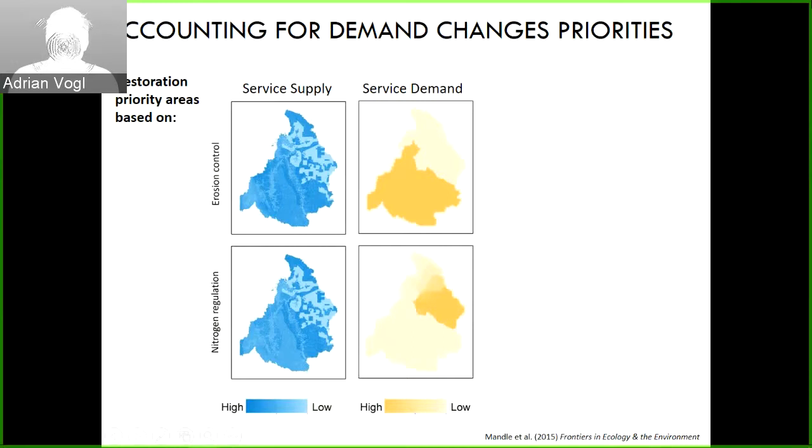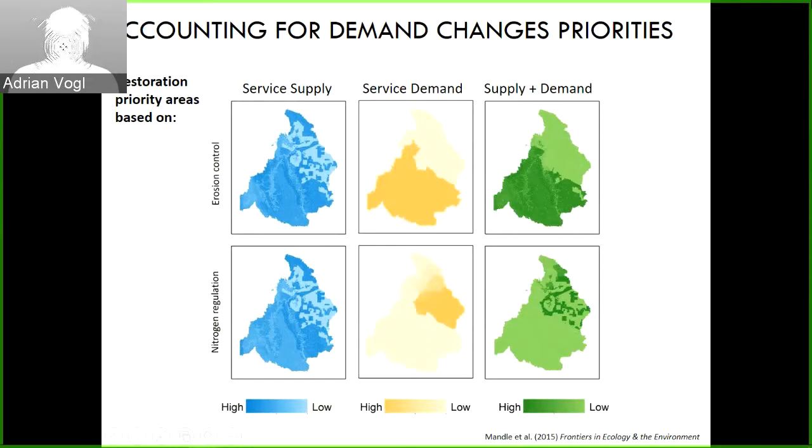And so you can begin to see that these priority areas are different, and also that once you put them together and you overlay the supply and the demand, then the priority areas for erosion control really change. The areas that were high priority in the upper northern part are really no longer priority because they're not going to benefit communities, whereas the places in the south become much higher priority. And almost the opposite is true for nitrogen.